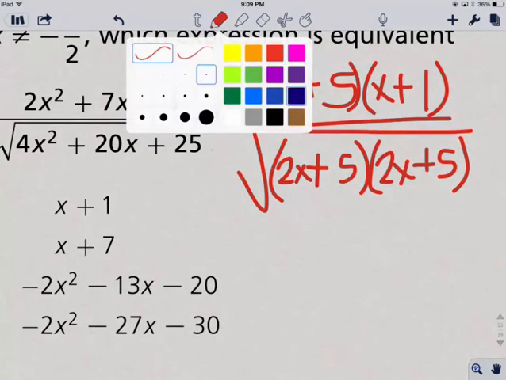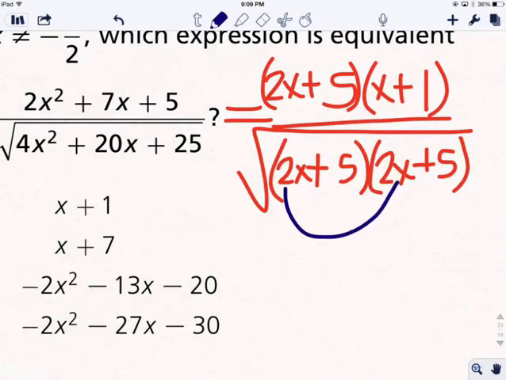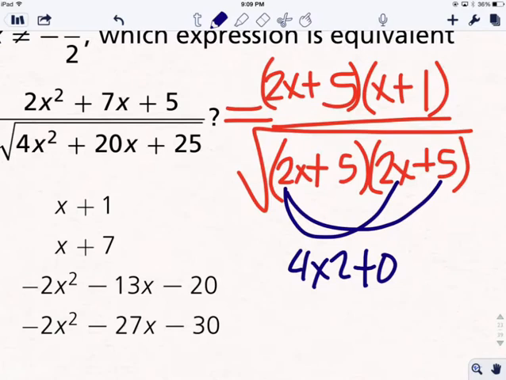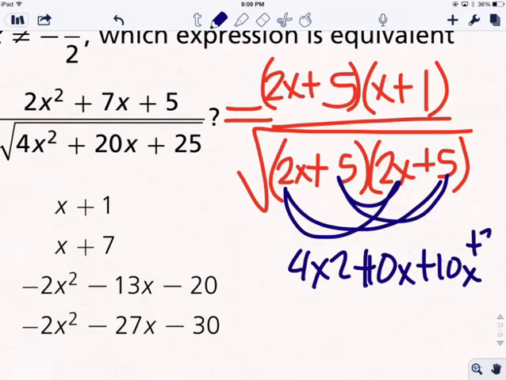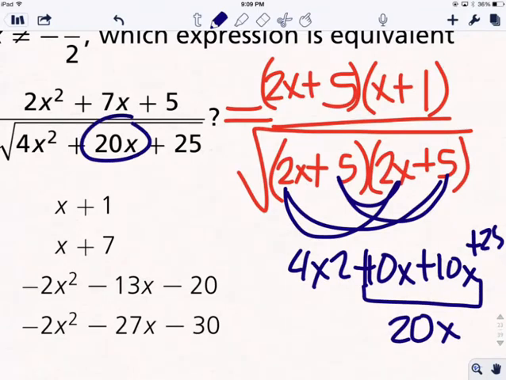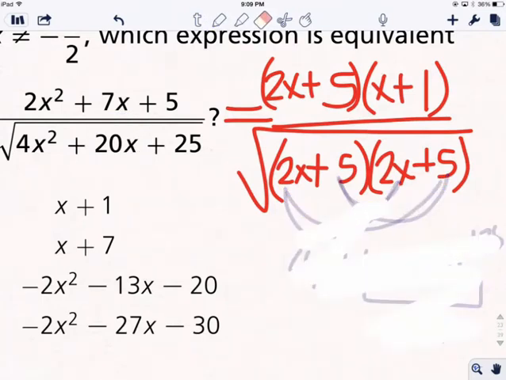Let's check to see if this would work. 2x times 2x is 4x squared. 2x times 5 is 10x. And then another 10x. And then 25. Yeah, 10x plus 10x is the 20x, which is right here. So it works. So again, I just kind of eyeballed how to factor the bottom.